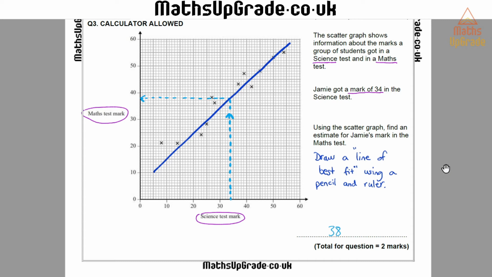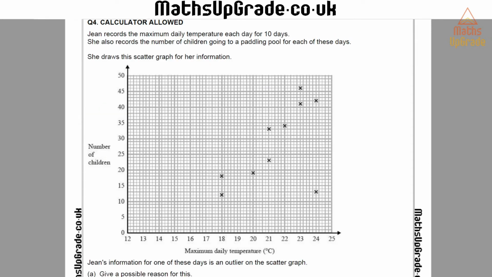And that's 2 marks. In question 4, we're told that Jean records the maximum daily temperature each day for 10 days. She also records the number of children going to a paddling pool for each of the days. She draws a scatter graph for that information.